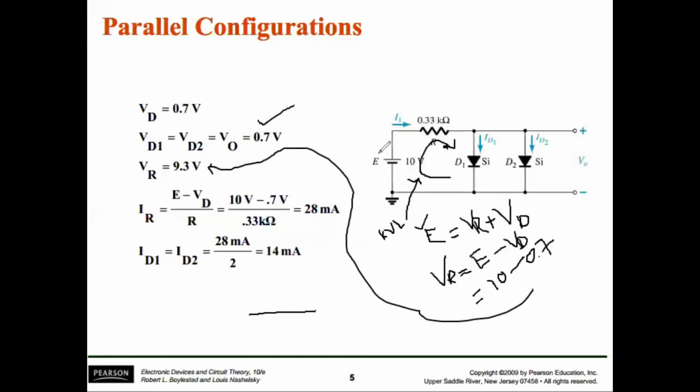Similarly, what is the value of IR? To find the value of IR, we have to find the voltage drop across R and then the value of R. The voltage across R is VR, and we have calculated it already. That is 10 minus 0.7, divided by the value of R, that is 0.33 kilo ohm. So we have found it again. This one is the current here.